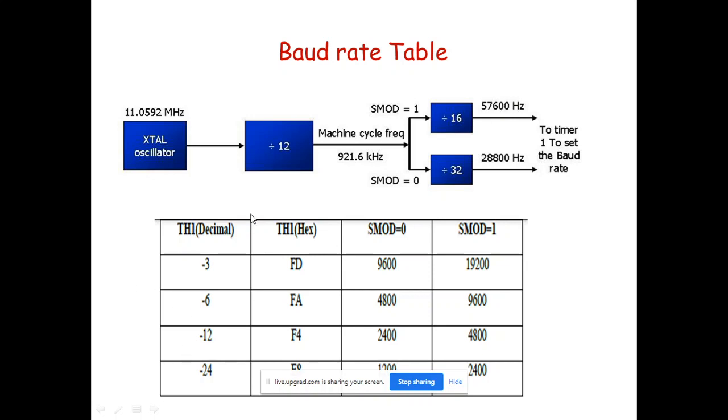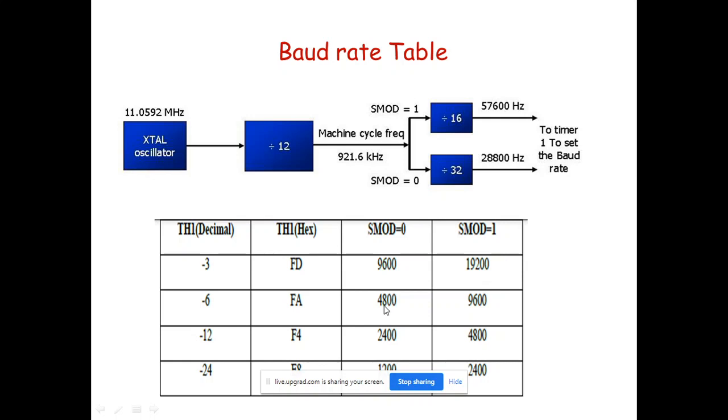According to that, we place different numbers into TH1. For example, TH1 is -3, SMOD is 0, that time 28 kilohertz divided by 3 gives the desired frequency of 9600, whereas with SMOD equal to 1, I am dividing the frequency by 3, and that time I get 19200, double of this.